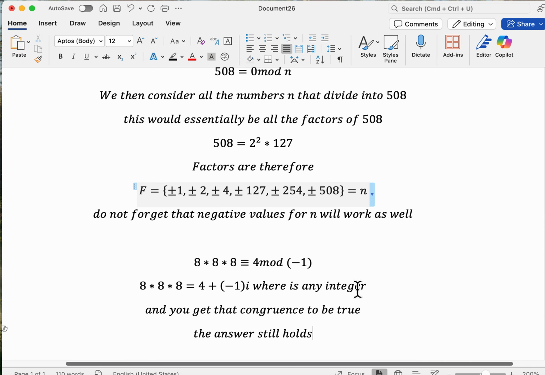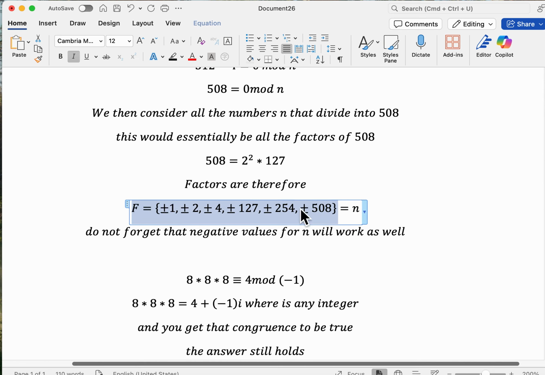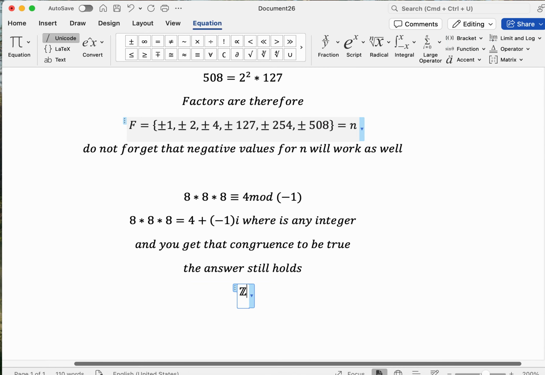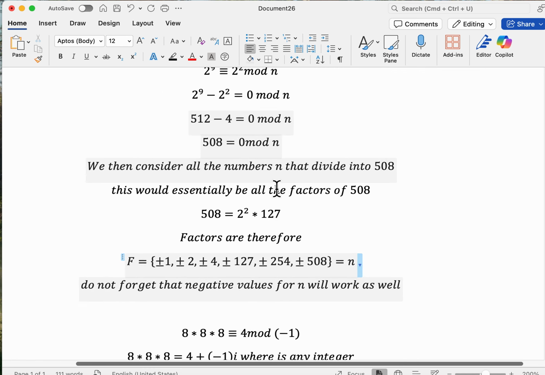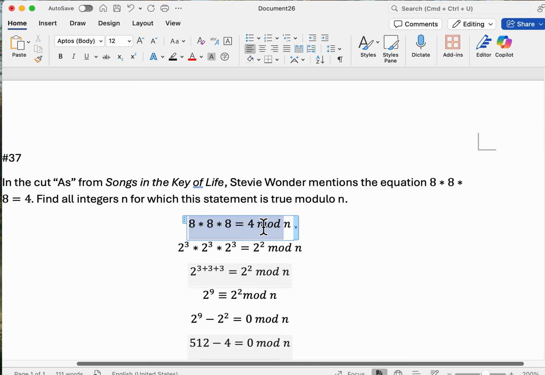So that is it. In a universe where you're dealing with these particular factors, particularly if you know a bit more group theory, in Z plus or minus 1, Z plus or minus 2, Z4, Z127, Z254, and Z508, these particular factors and divisors will make this seemingly unintuitive, seemingly contradictory identity, or congruence, I should say, true.